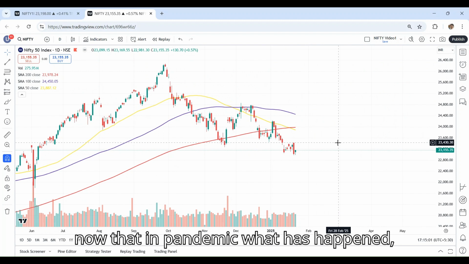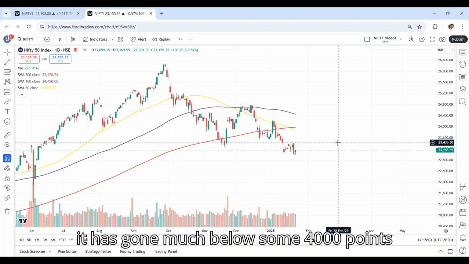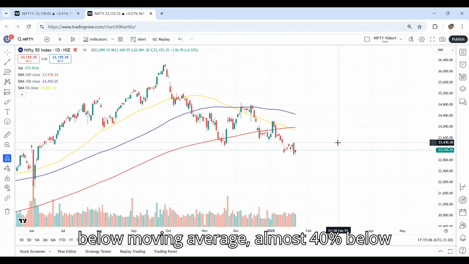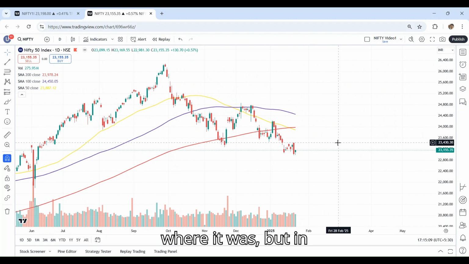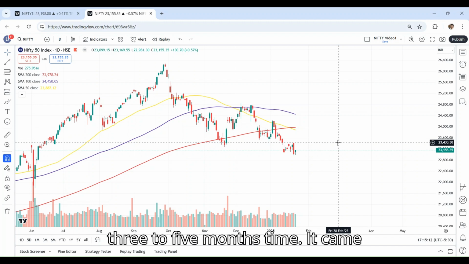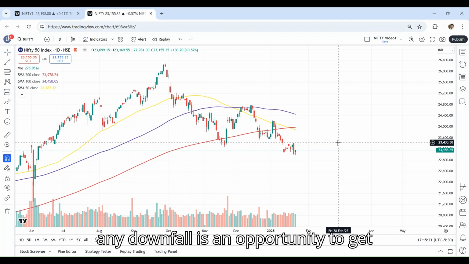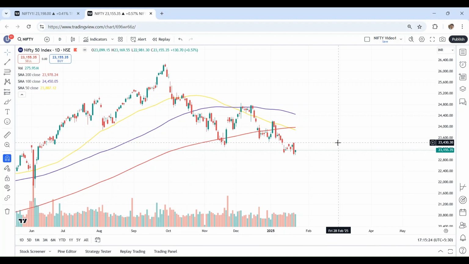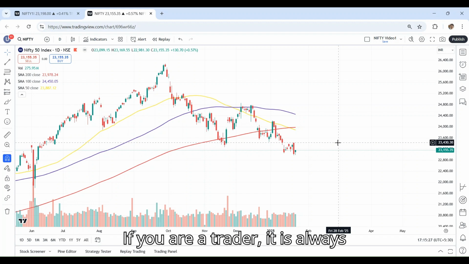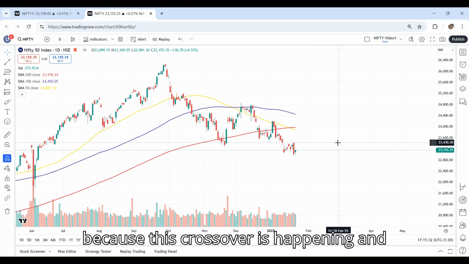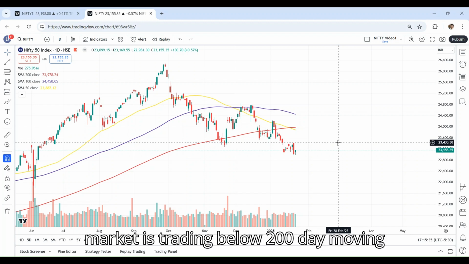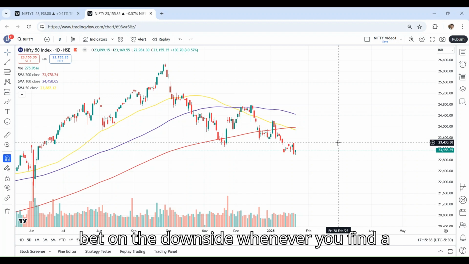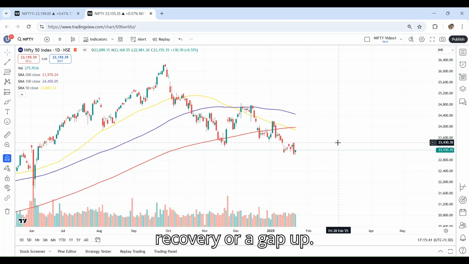We have seen even now that in the pandemic, it went much below, some 4,000 points below the moving average, almost 40% below where it was. But in 3 to 5 months' time, it came back to the 200-day moving average. So if you are a long-term investor, any downfall is an opportunity to get into the market. If you are a trader, it is always better to be in the right direction. That is because this crossover is happening and the market is trading below the 200-day moving average. It is always better to take a bet on the downside whenever you find a recovery or a gap up.